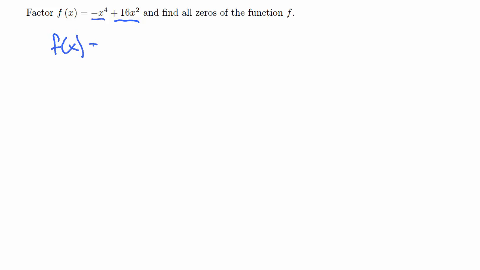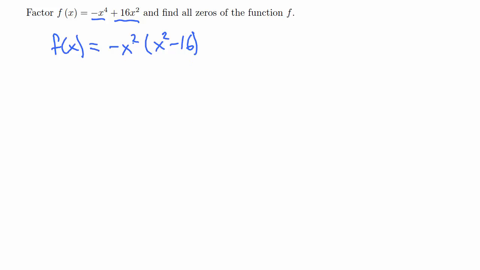Well, if you said x squared, you're correct. So we can have an x squared. But I also don't like having a leading coefficient that's negative, so I'm actually going to factor out a negative to go along with it. So really, I'm factoring out a negative x squared. Open parentheses. So negative x to the fourth divided by negative x squared is positive x squared. And positive 16x squared divided by negative x squared is just minus 16.